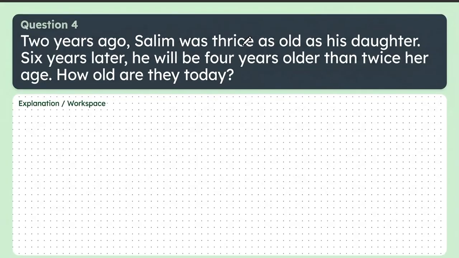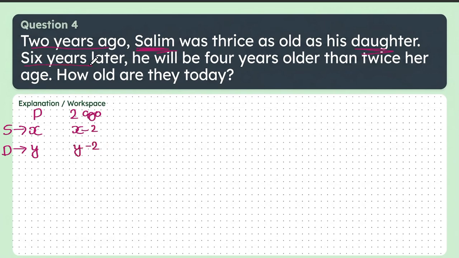2 years ago, Salim was thrice as old as his daughter. Okay, so look at the two persons first. One is Salim and one is daughter. So let's make the table first. So Salim, we will use S here, and for daughter I am using, let's say, D. So let's consider the present age of Salim is X and present age of her daughter is Y. Now 2 years ago, one condition is 2 years ago. So what is the age 2 years ago? Salim was X minus 2 and our daughter was Y minus 2.